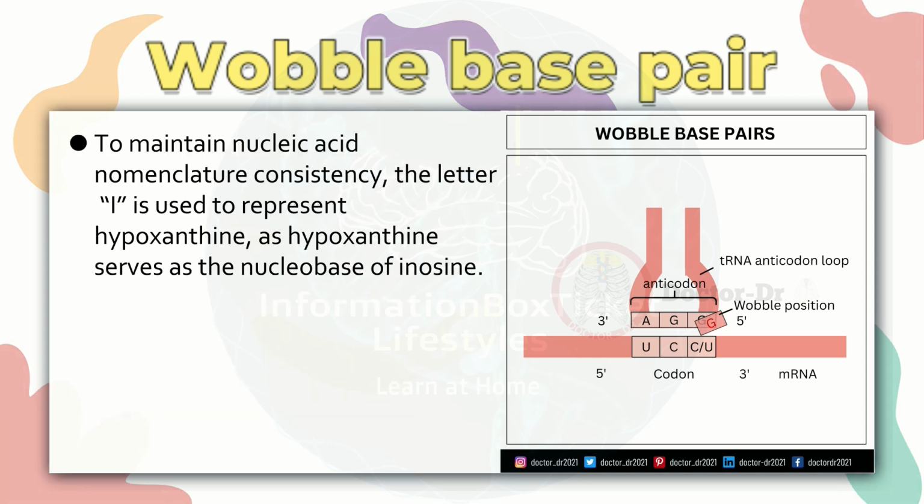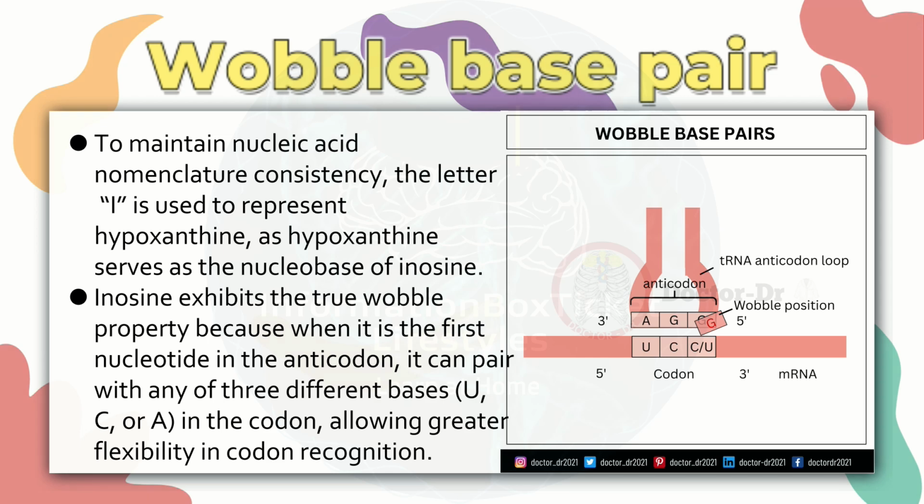To maintain nucleic acid nomenclature consistency, the letter I is used to represent hypoxanthine, as hypoxanthine serves as the nucleobase of inosine. Inosine exhibits the true wobble property because when it is the first nucleotide in the anticodon, it can pair with any of three different bases, U, C, or A, in the codon, allowing greater flexibility in codon recognition.